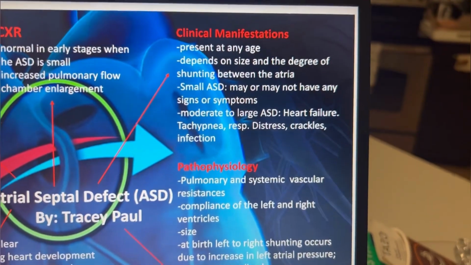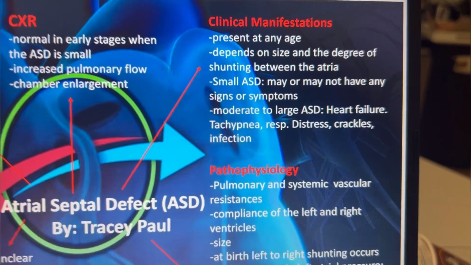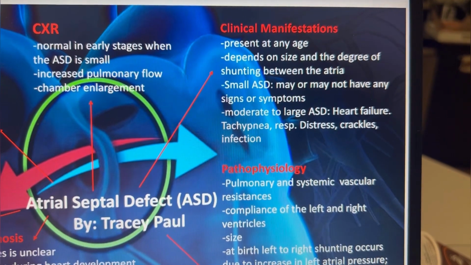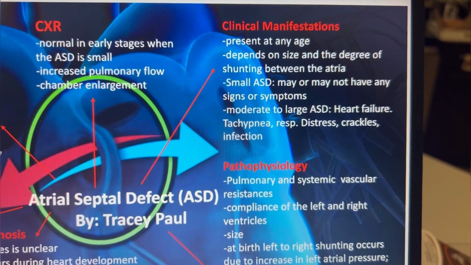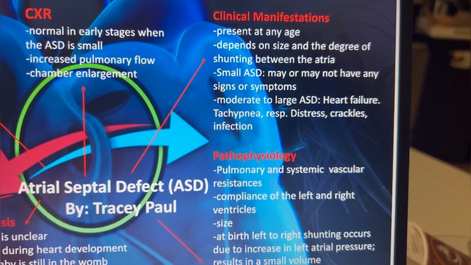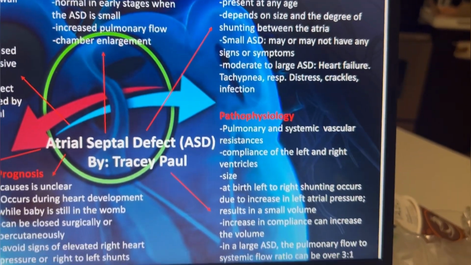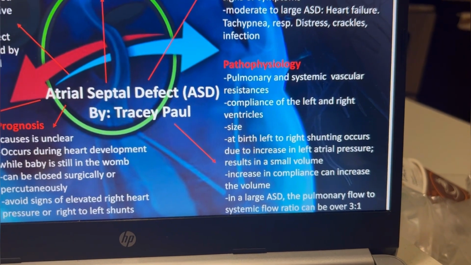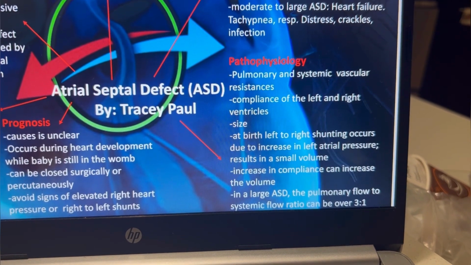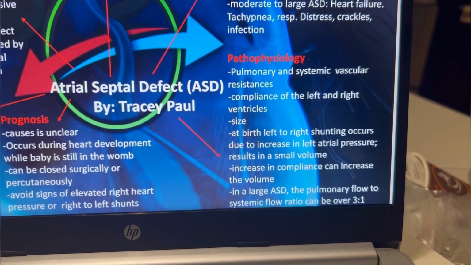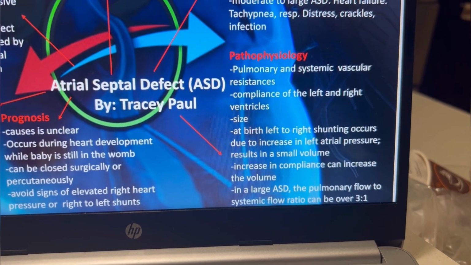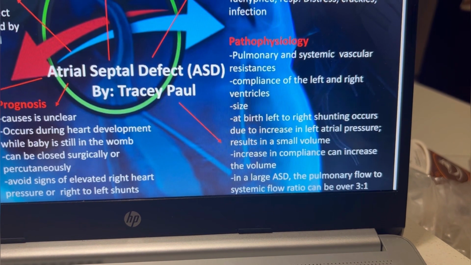Our clinical manifestation consists of it being present at any age. It depends on the size and degree of shunting between the atria. A small ASD may or may not have any signs or symptoms. Moderate to large ASD has heart failure, tachypnea, respiratory distress, crackles, and infection, like I stated before. The pathophysiology involves pulmonary and systemic vascular resistances and compliance of the left and right ventricles. At birth, left to right shunting occurs due to an increase in left atrial pressure, which, like I stated before, results in a small volume. An increase in compliance can increase the volume.